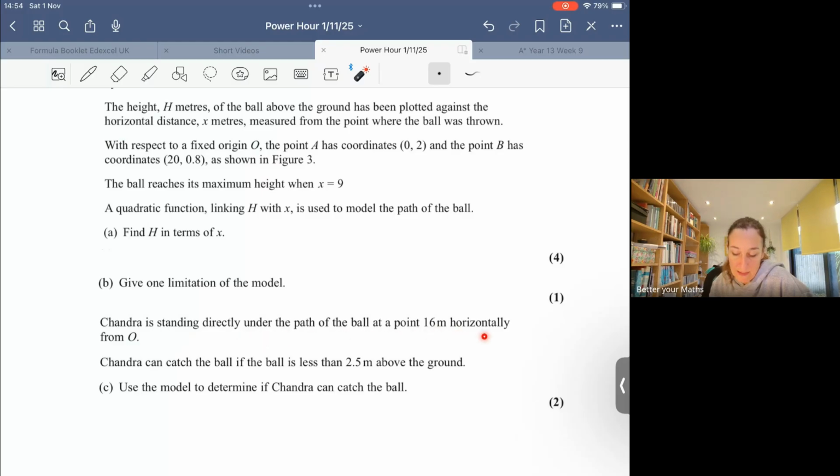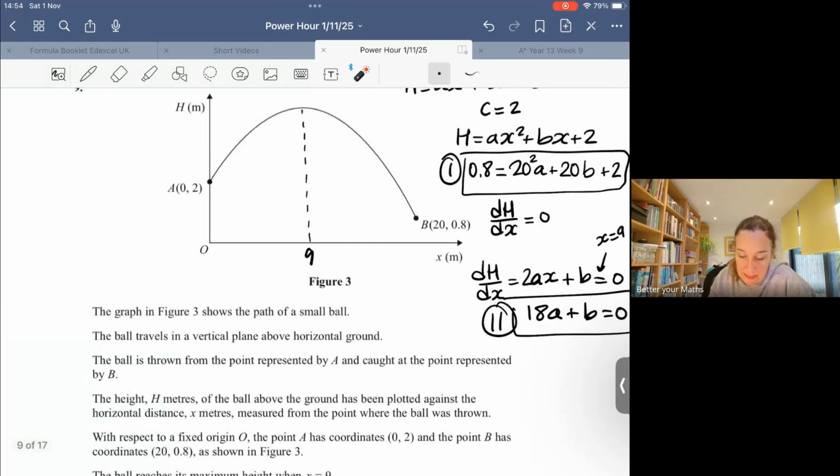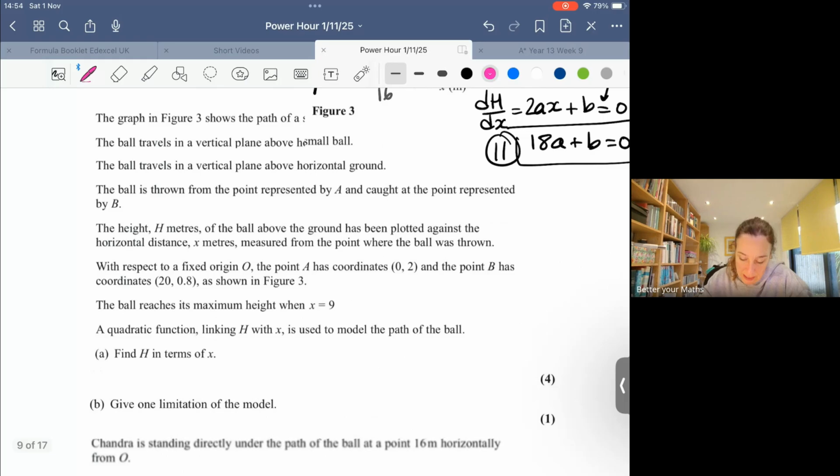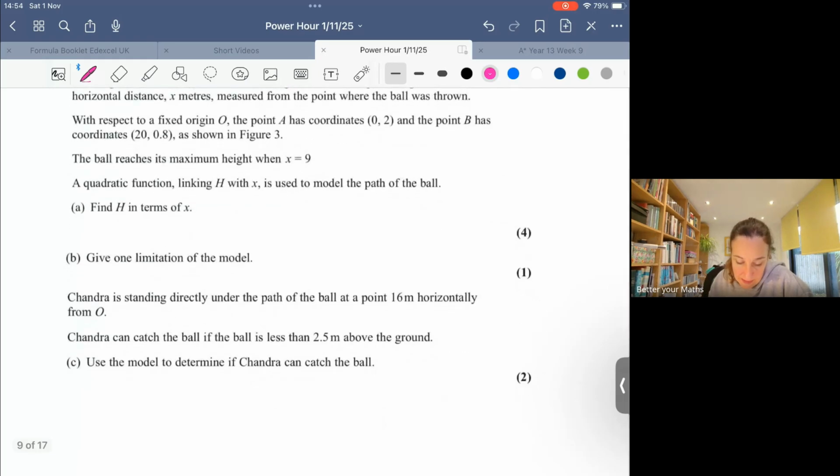Then, the next thing they say is Chandra is standing directly under the path of the ball at a point 16 meters horizontally from O. So we have a girl that is 16 meters, and this is 20, right? So it's more to the left. So C is somewhere here, 16 meters from O. It says Chandra can catch the ball if the ball is less than 2.5 meters above the ground. Use the model to determine if Chandra can catch the ball. How are we going to decide if she's catching the ball or not?